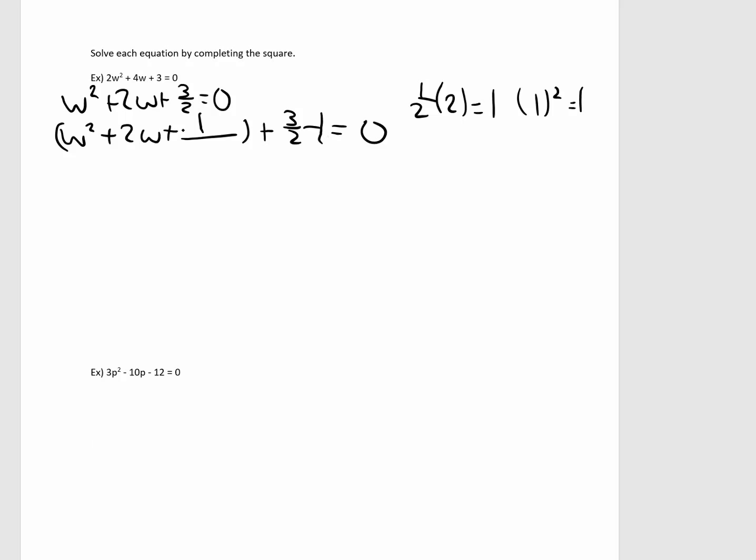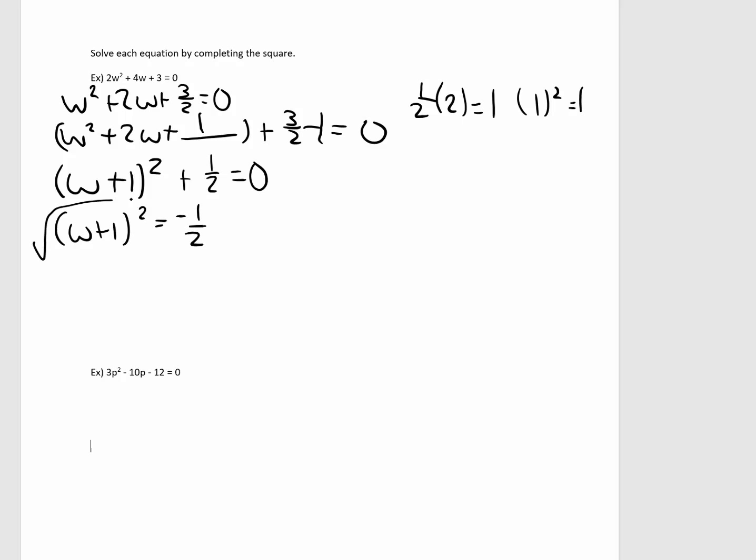So w squared plus 2w plus 1, that factors to be w plus 1 squared. 3 halves minus 1, that's the same thing as 3 halves minus 2 over 2. That's a positive 1 half. Subtract the 1 half. Take the square root of both sides.